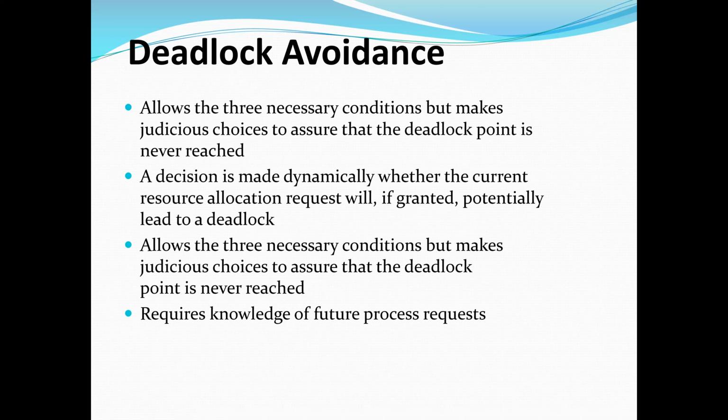And this again leads to inefficient use of resources and inefficient execution of processes. Deadlock avoidance, on the other hand, allows the three necessary conditions, but makes judicious choices to ensure that the deadlock point is never reached. So this requires knowledge of future process requests.